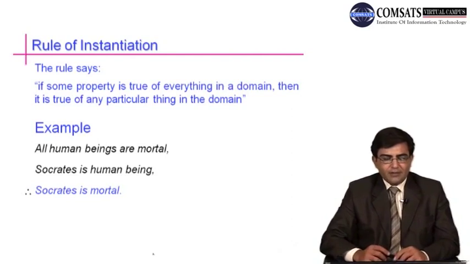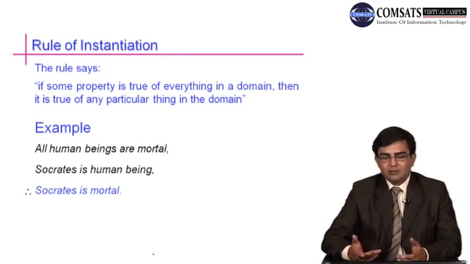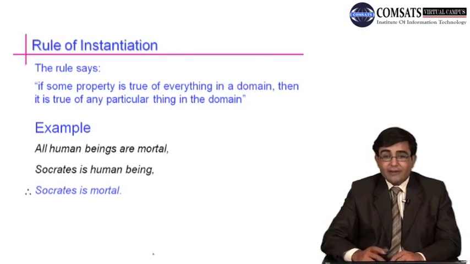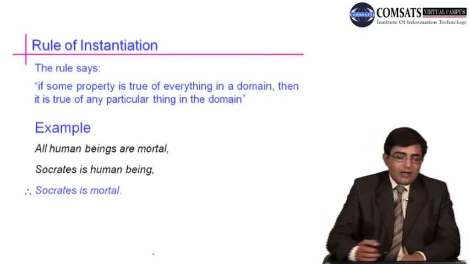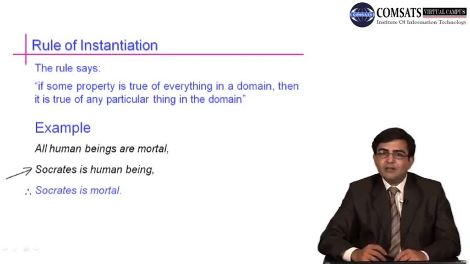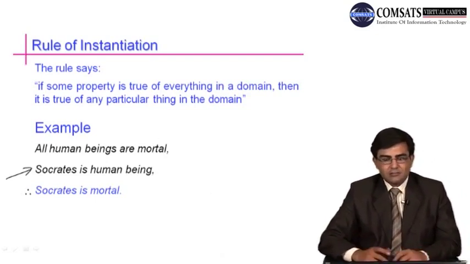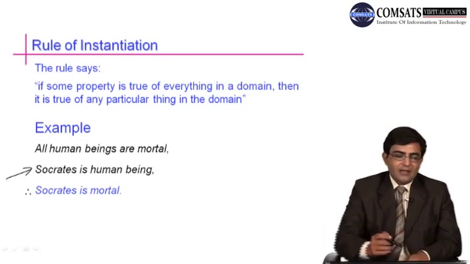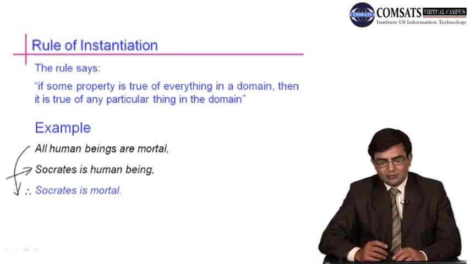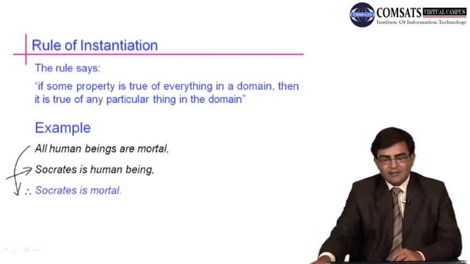For example, all human beings are mortal, meaning all human beings will die. Socrates is a human being, so Socrates is mortal, and Socrates will die. Therefore this property will hold for Socrates also. So this is basically the rule of instantiation.